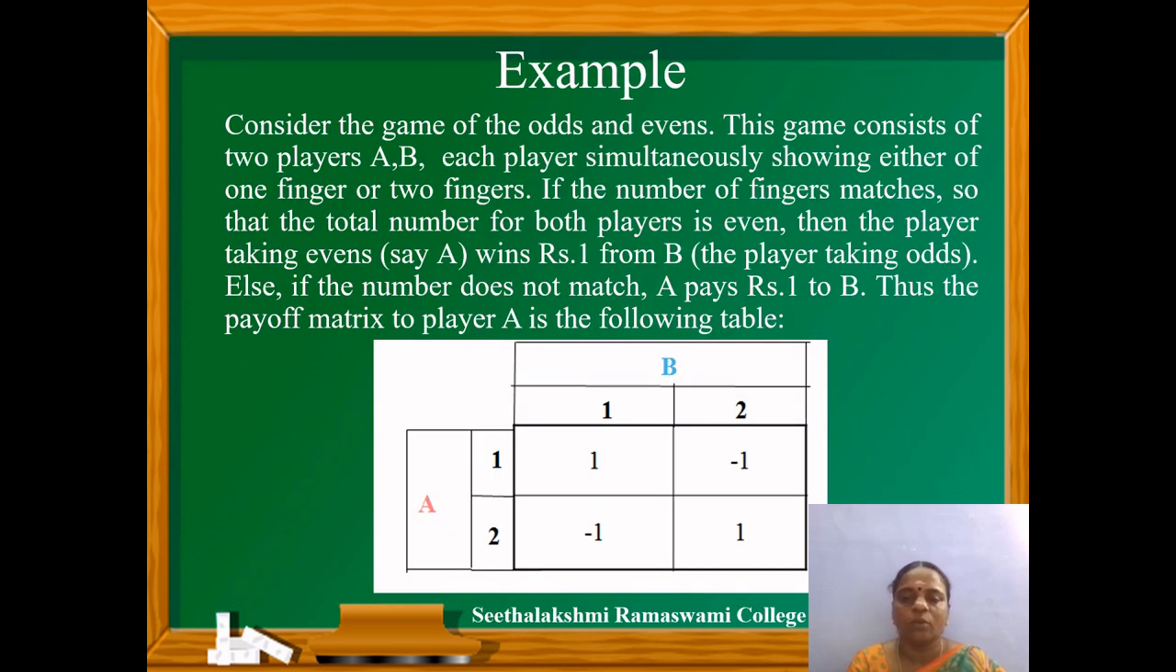Example: consider the game of odds and evens. This game consists of two players A and B, each player simultaneously showing either one finger or two fingers. If the number of fingers matches, so that the total number for both players is even, then the player taking evens, say A, wins ₹1 from B, the player taking odds. Else, if the numbers do not match, A pays ₹1 to B. Thus, the payoff matrix to player A is in the following table.